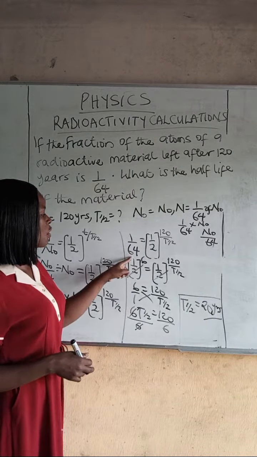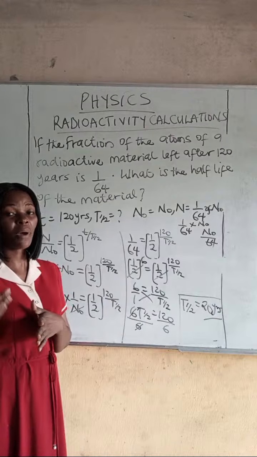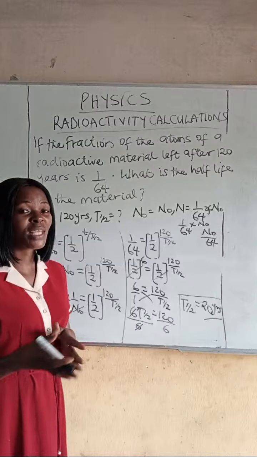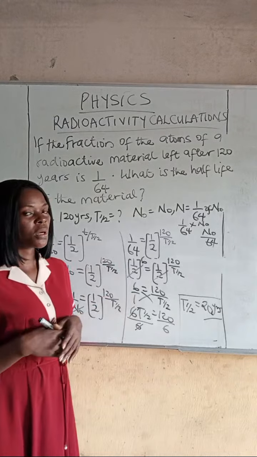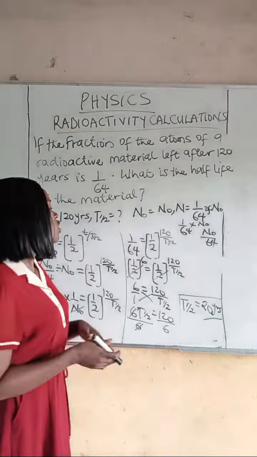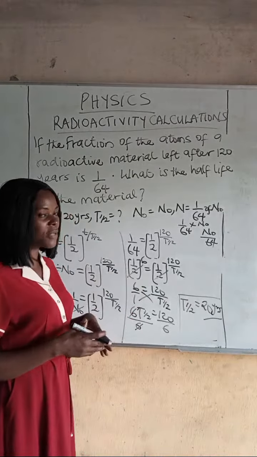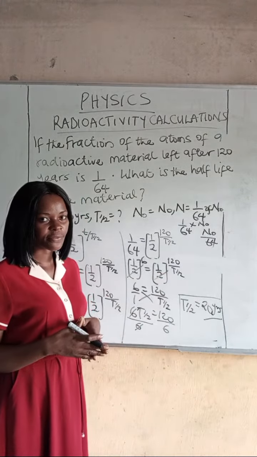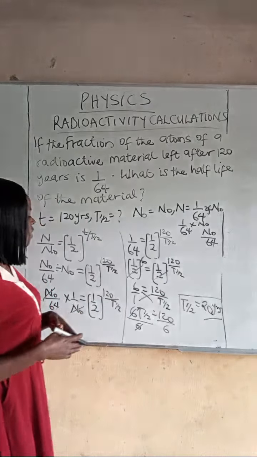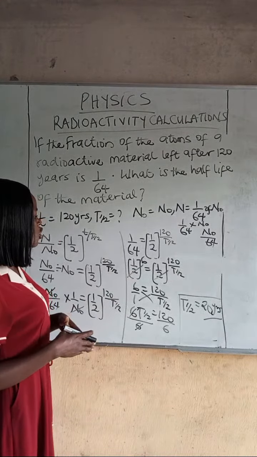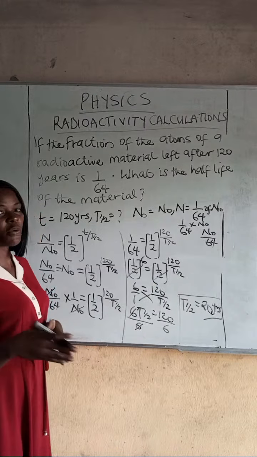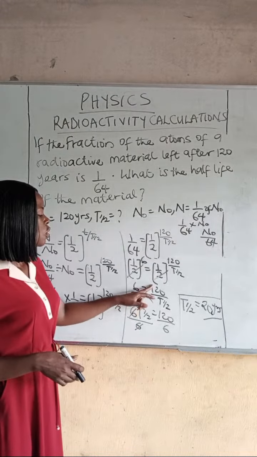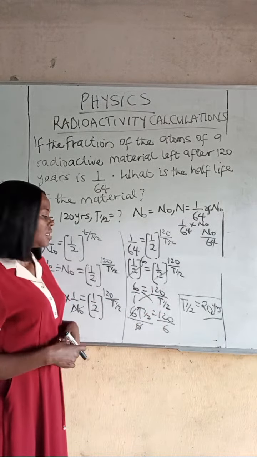Now, I want to remove this 64 and make it a power of 2. So how many times am I going to multiply 2 to get 64? We worked it out to be 6 times. So 1 over 2 raised to the power of 6 is equal to 1 over 2 raised to the power of 120 over half-life. Do you understand? The bases are now the same, so I cancel them and I'm left with 6, which is equal to 120 over t half. Then I will say this is over 1.